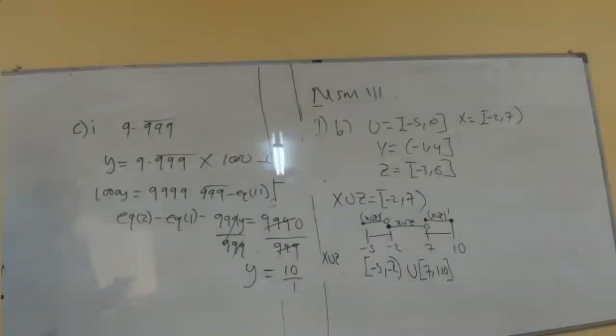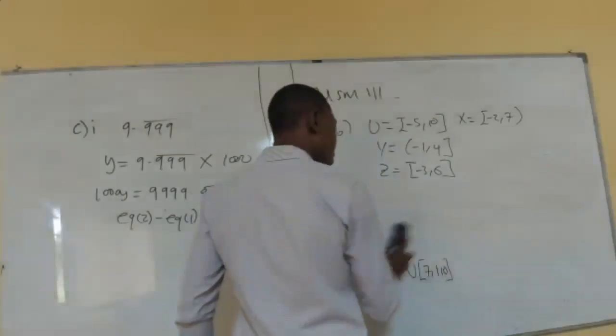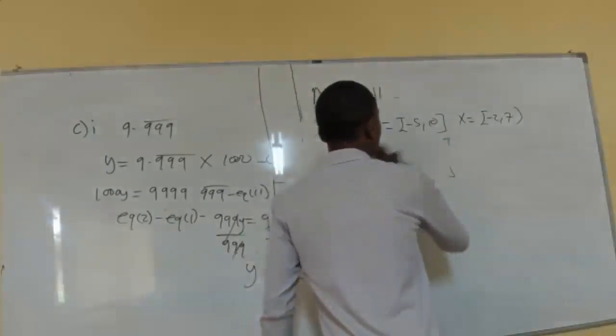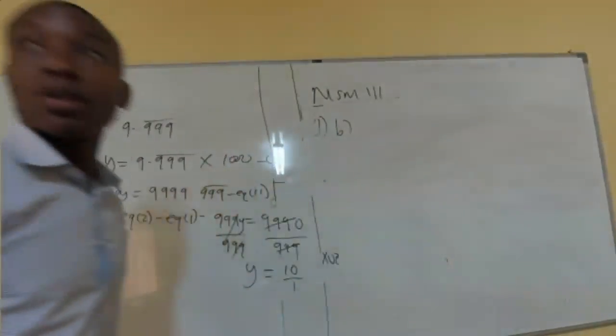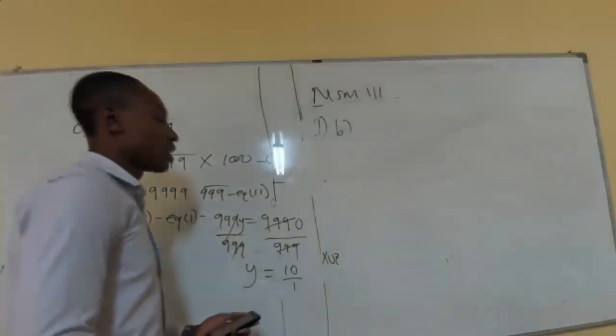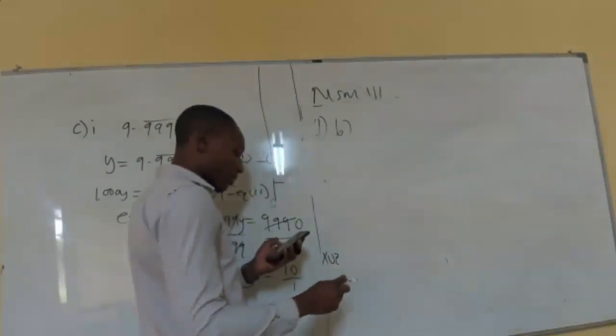Next up, part 2: prove that 1 over root 2 is irrational. We've been taught how to prove that something is irrational. So how do we prove that this is irrational?